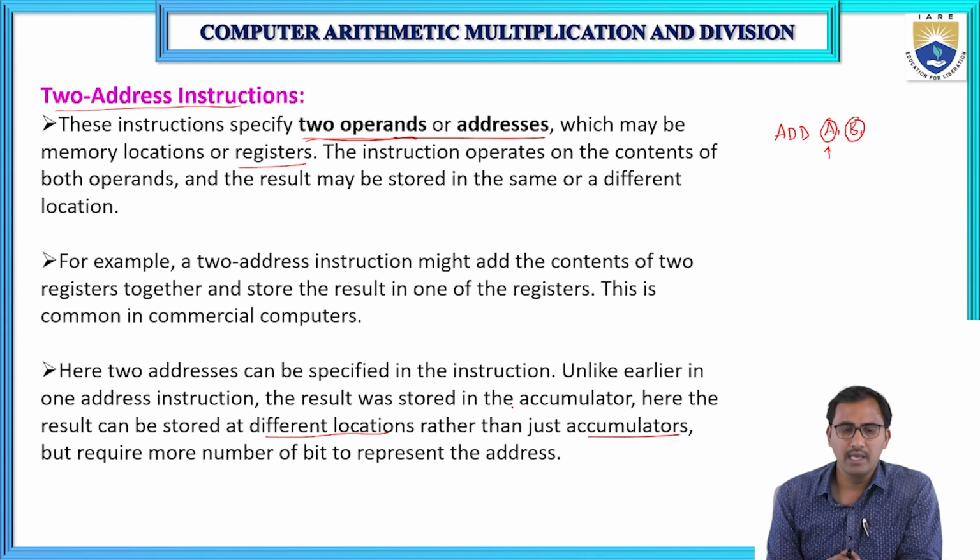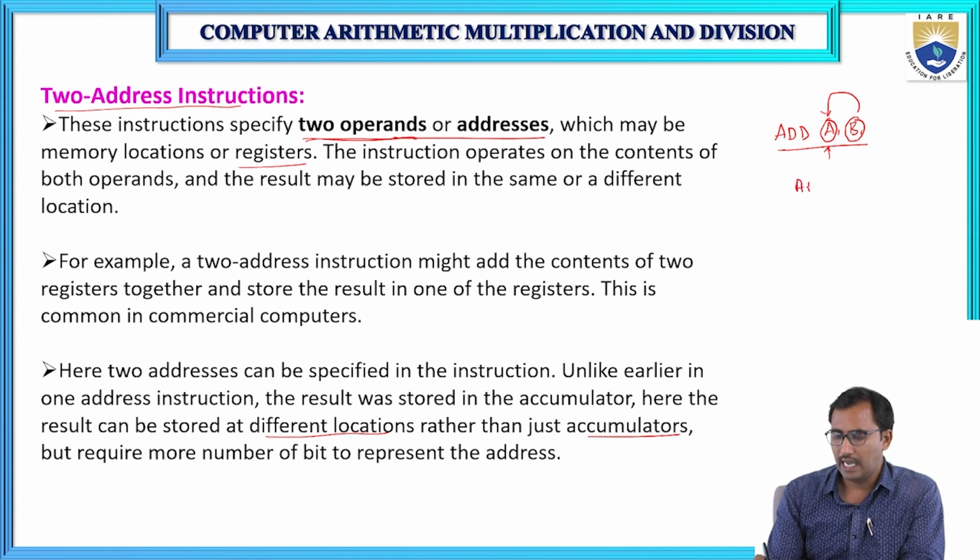So previously, in a one address instruction, when you perform any operation, the result is automatically stored in the accumulator. But here, it is not mandatory to store the result in the accumulator. Instead of the accumulator, we can also store the result in some other register, like here add a comma b. When you perform the addition of a and b, the result will be stored in register a.